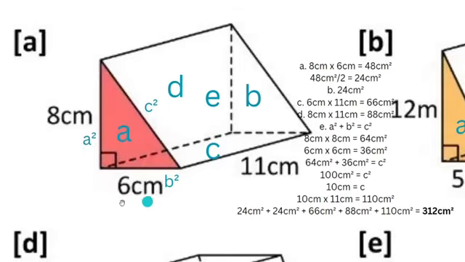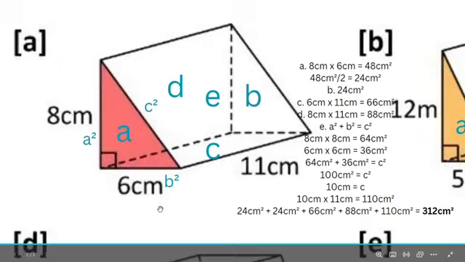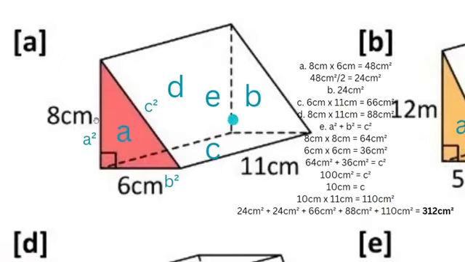So 8 cm times 6 cm equals 48 cm square, and we have to take 48 cm square divided by 2 equals 24 cm square because this is a triangle. A and B would be the same, 24 cm square. And to calculate C, we have to take 11 cm times 6 cm equals 66 cm square. To calculate D, we have to take 8 cm times 11 cm equals 88 cm square.